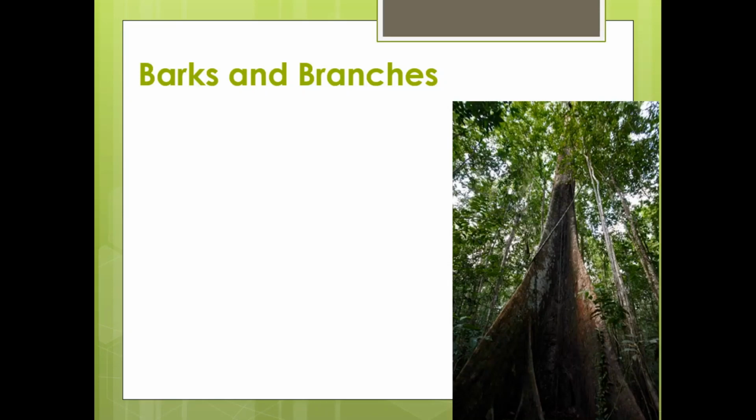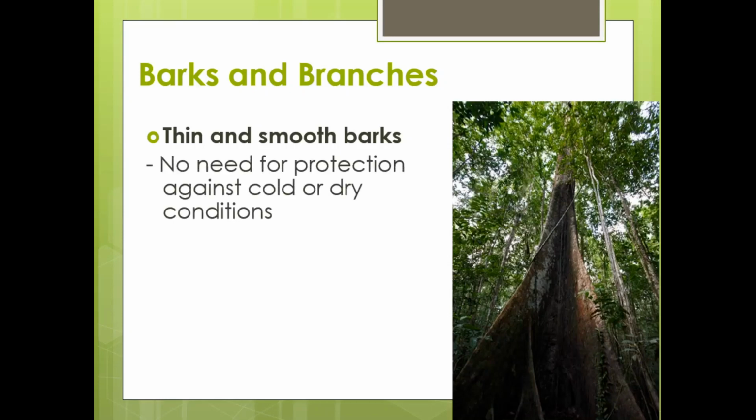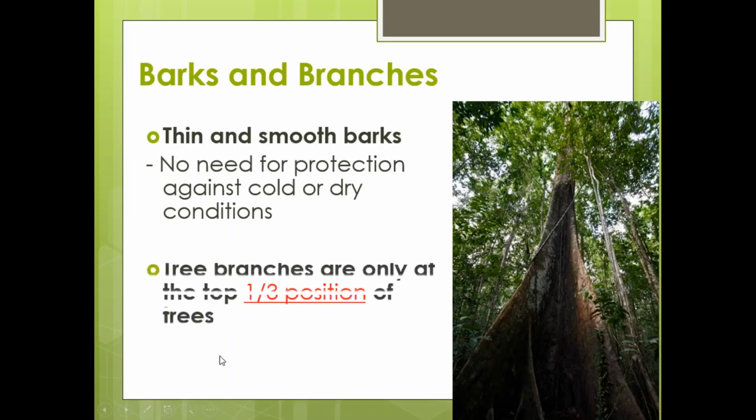Now the barks and branches. The barks are thick, thin and smooth barks. It's thin because they don't need to protect themselves from the cold and dry condition, right? So naturally in forests that are found in a cooler climate, the barks will be thicker because they want to protect the trees from the colder climate.